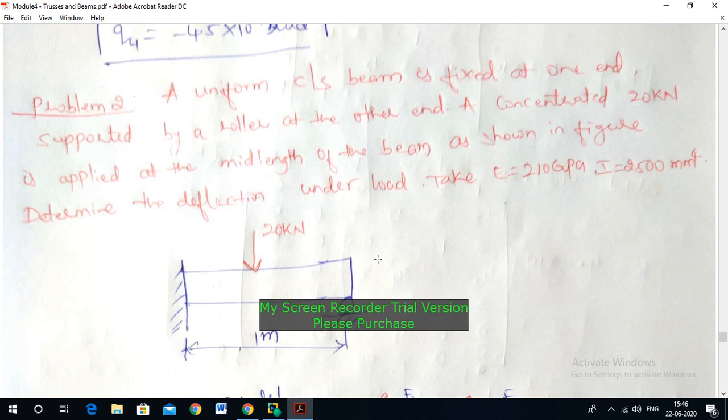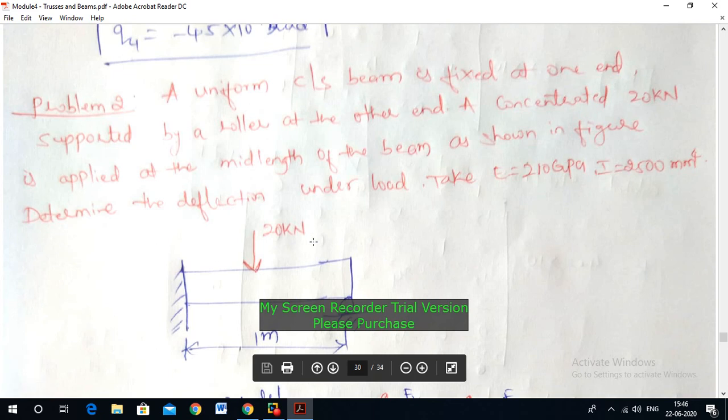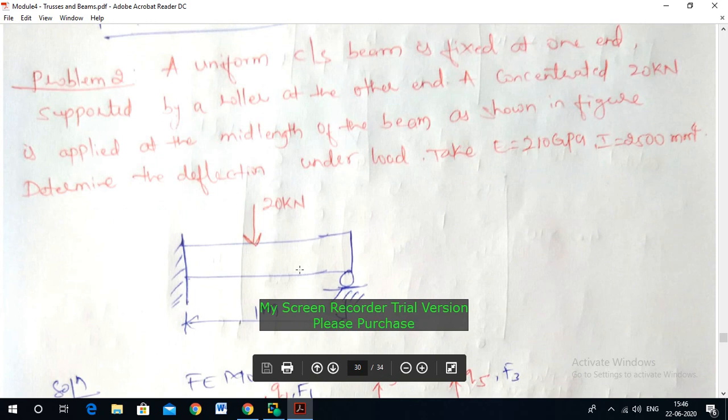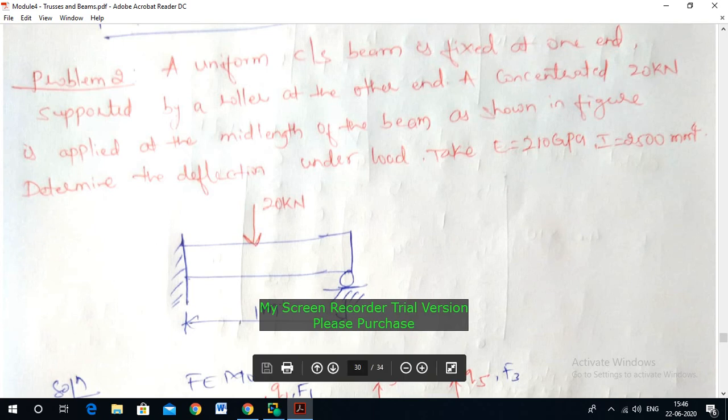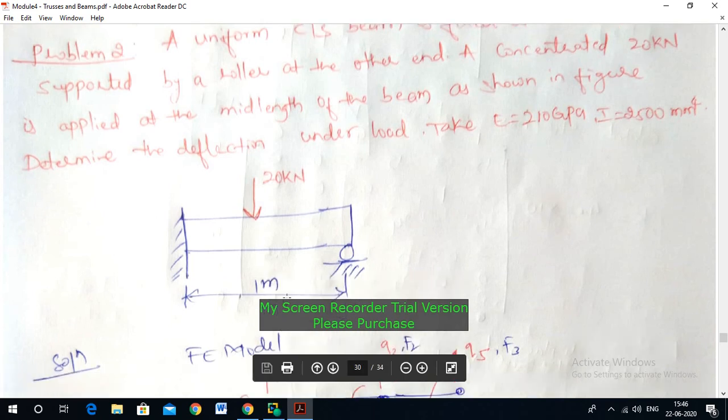See, in this problem the figure is given. It is a uniform cross-sectional beam fixed at one end and supported by a roller at the other end. It is very important. One end of the beam is fixed here and the other end is supported by a roller support. Because of the roller support, it will be rolling in the x direction. The 20 kilonewton force is acting at the mid length of the beam, which means at 0.5 meter, as the length of the element is given as 1 meter.